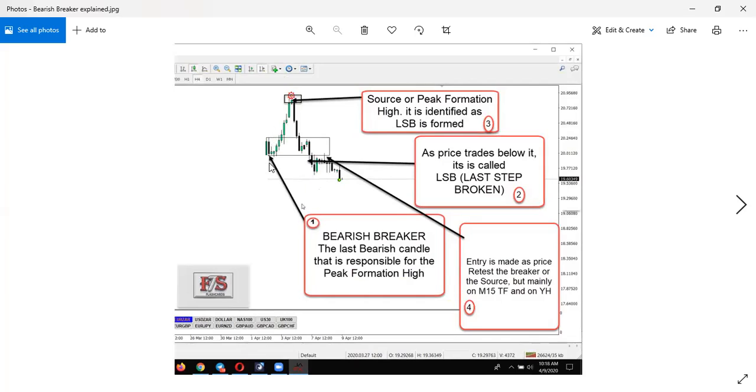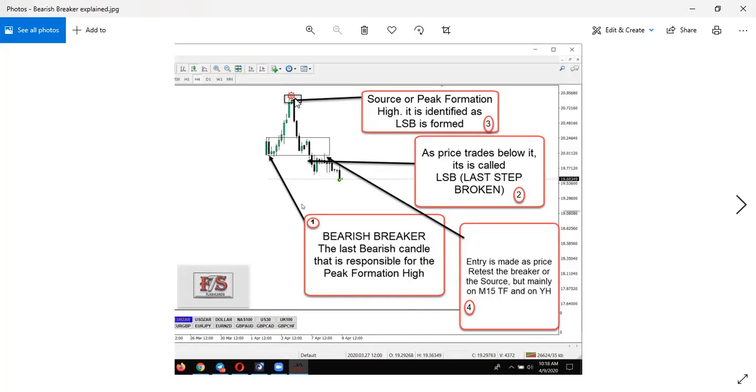A bearish breaker, as I said, is an ICT concept, Inner Circle Trader. A breaker is the last bearish candle that you see before the peak formation high or the higher high. If you look at all of these plays, they're all bullish candles. So the last bearish candle you see before the peak formation high or the higher high is called the breaker.